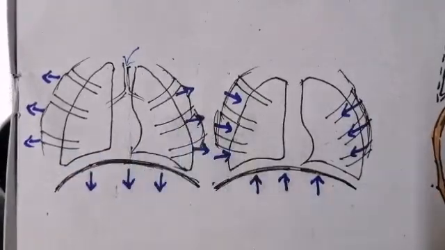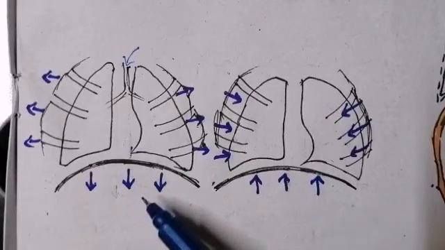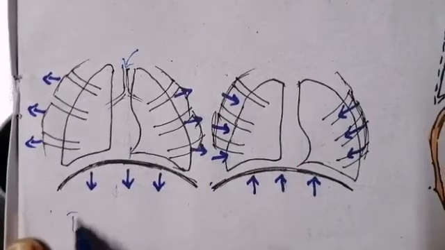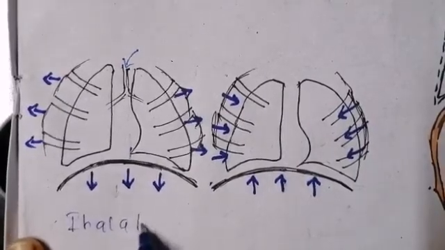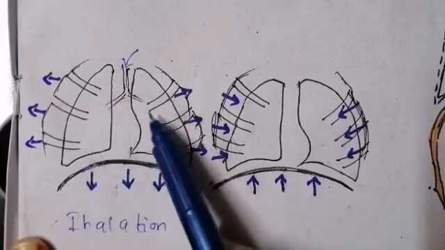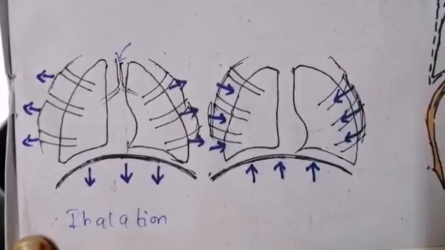But when the ribs expand, there is an increase in the thoracic cavity, and when the diaphragm descends, there is an increase in the vertical dimension. So this occurs in case of the inhalation. Inhalation or the inspiration causes the increase in the thoracic cavity. The second case is the expiration.